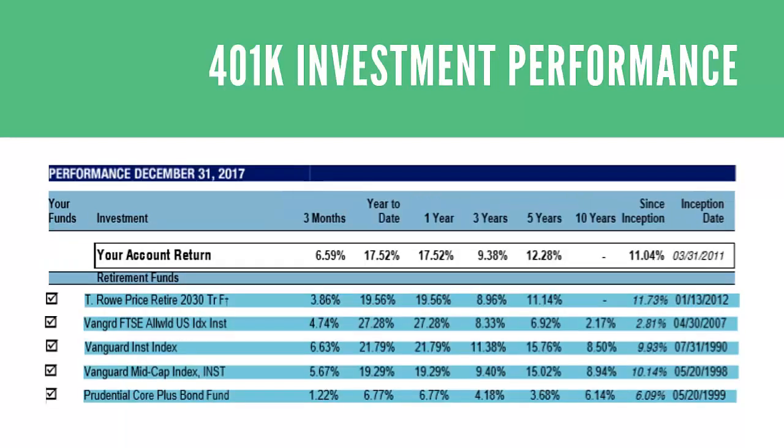Next, we're going to talk about 401k account performance. On this chart here, you will see your overall performance since inception date of 11.04% up here at the top. This is your account return or performance since you started it. So this fund itself, as long as you were in it, this is your performance. So this account has been active for more than 5 years, but less than 10. This is why the 10-year performance column is empty.